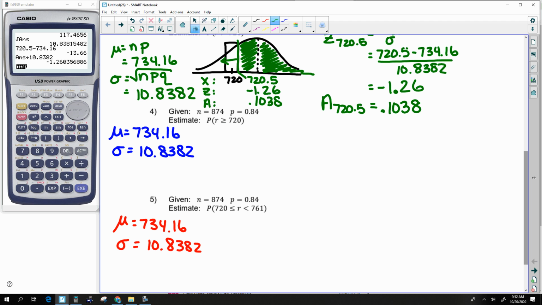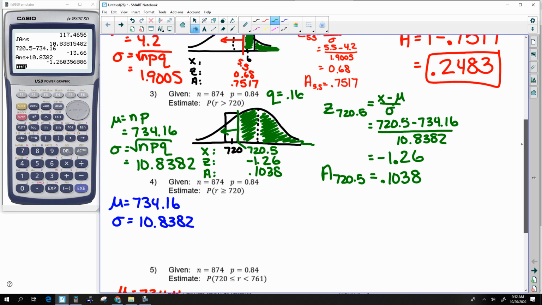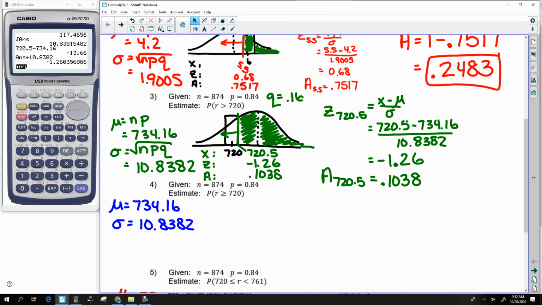Notice that that is the area to the left, which is what I don't want. So again, one more time, this is something that I am going to have to take away from 1.